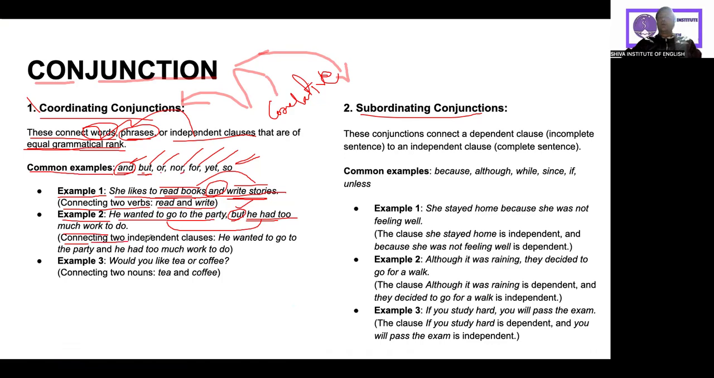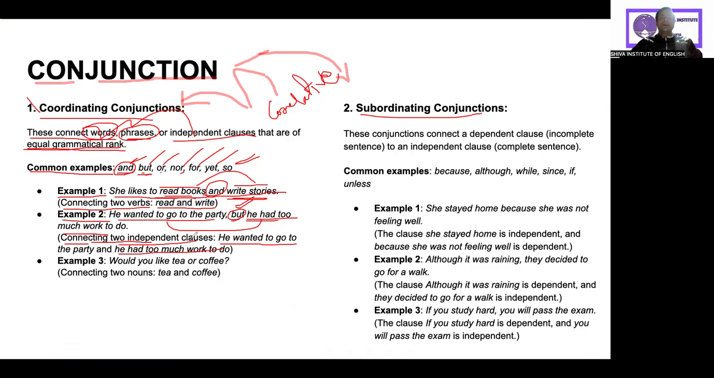So what do independent clauses do? Independent clauses are joined with the help of another word, called but or and. It makes a simple sentence into a compound sentence, and compound into a complex sentence, right? So the idea is that it connects two independent clauses. He wanted to go to the party and he had too much work to do, right? You can also say that.